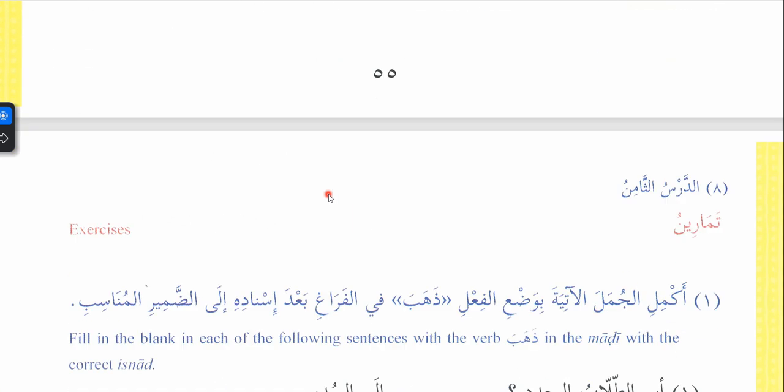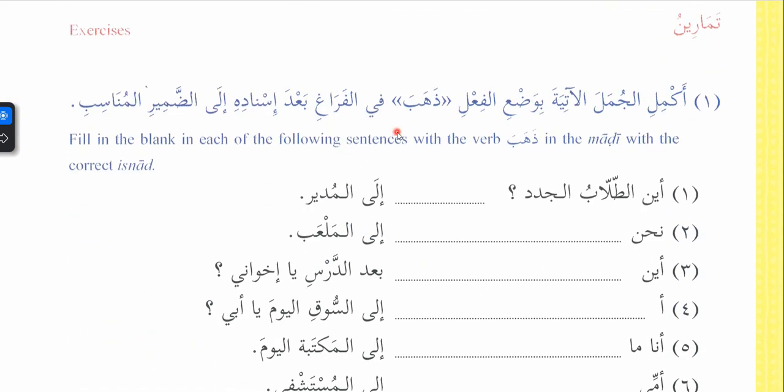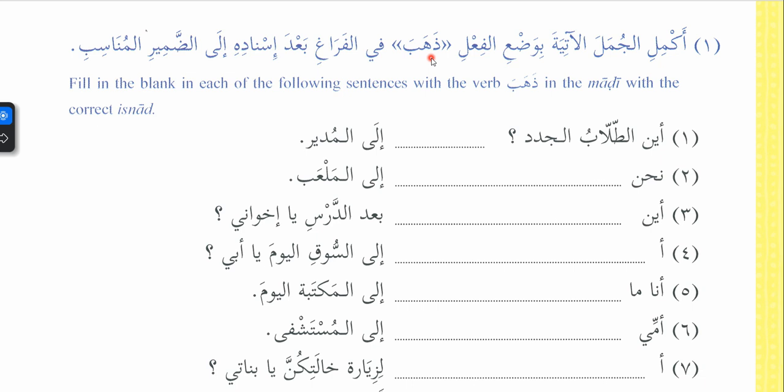Now let's see the exercises. The first exercise here is you are going to use dhahaba in these sentences, but you need to give the different damirs that we should be using. First of all, you need to understand how many people are being referred to in this sentence, and accordingly you need to reshuffle in your mind which damir is going to be used.